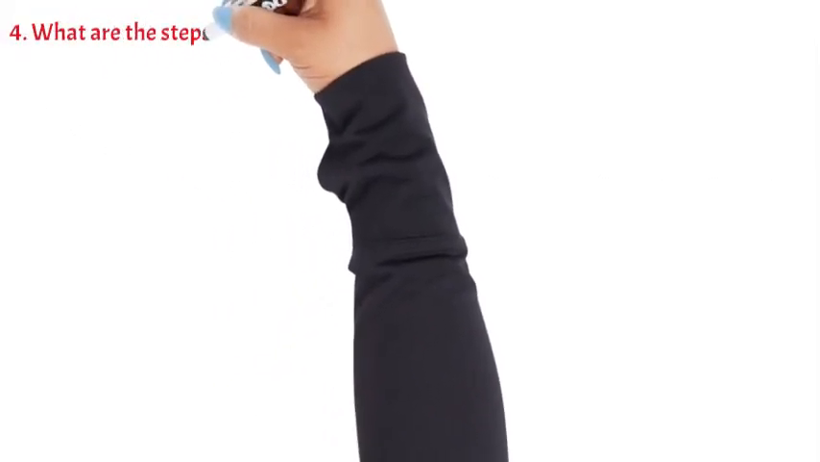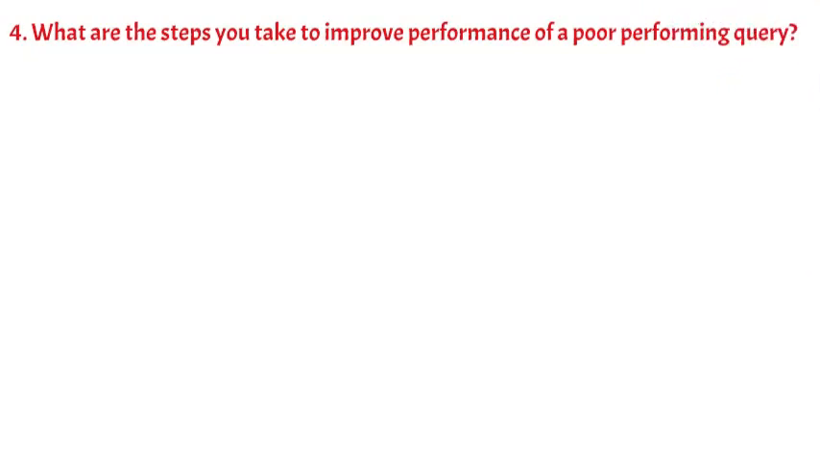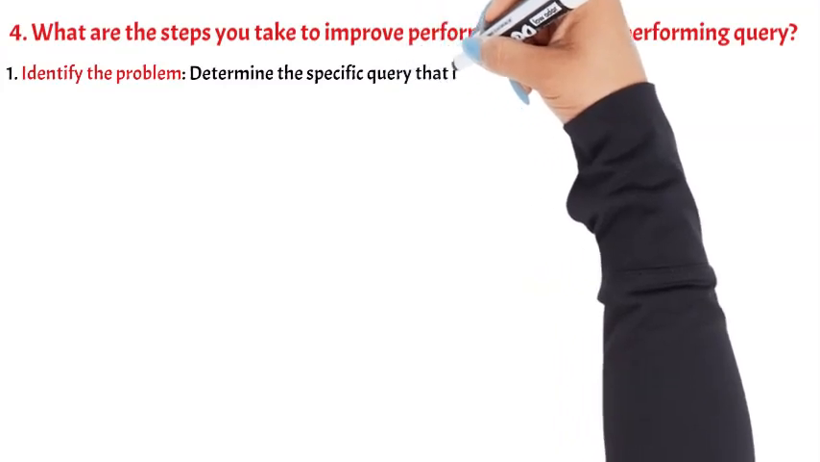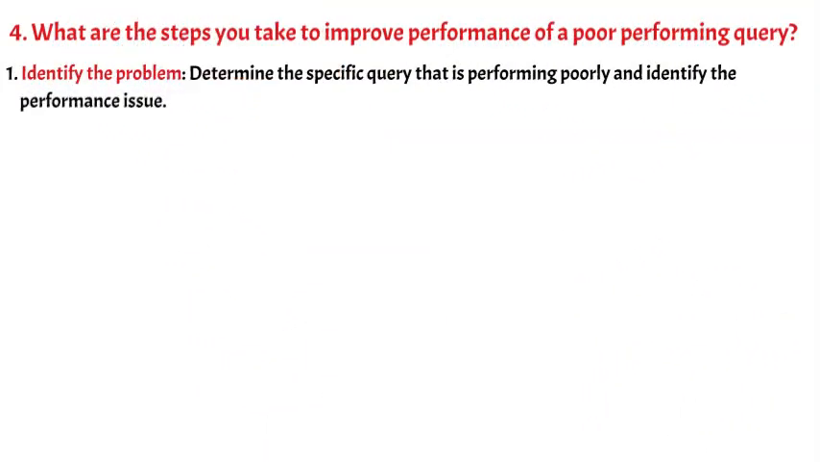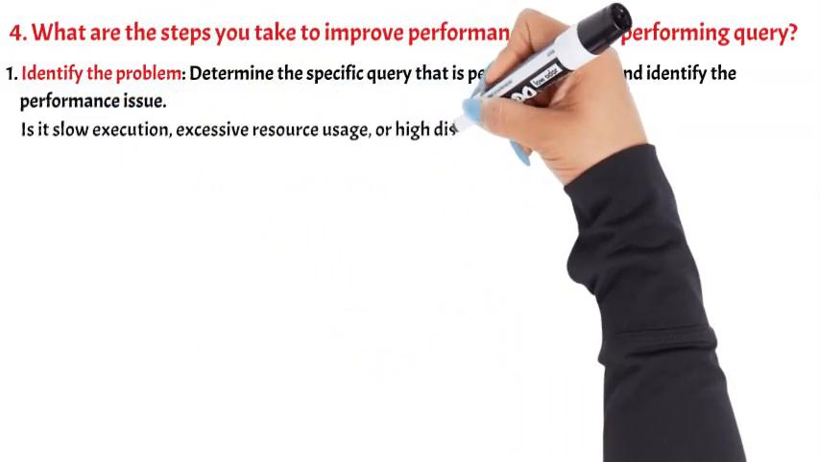4. What are the steps you take to improve performance of a poor-performing query? 1. Identify the problem. Determine the specific query that is performing poorly and identify the performance issue. Is it slow execution, excessive resource usage, or high disk I/O?